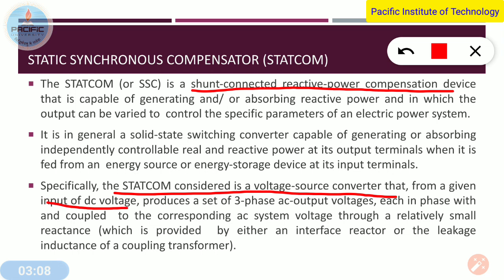Input of a DC voltage produces a set of three-phase AC output voltages, right? Each in phase with and coupled to the corresponding AC system voltage. So the STATCOM is a voltage source converter. It is connected with a DC source and it is producing a set of three-phase AC output voltages, and this output voltage is in phase with the grid AC system voltage, and it is connected through a small reactance.